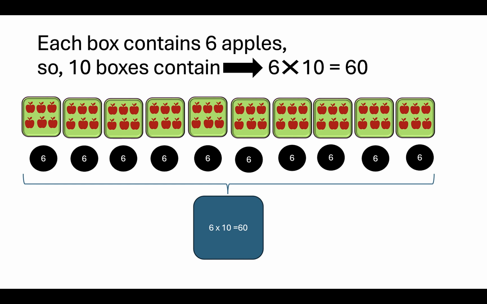To find out how many apples are in all 10 boxes, we multiply. 6 times 10 equals 60. So, there are 60 apples in total.